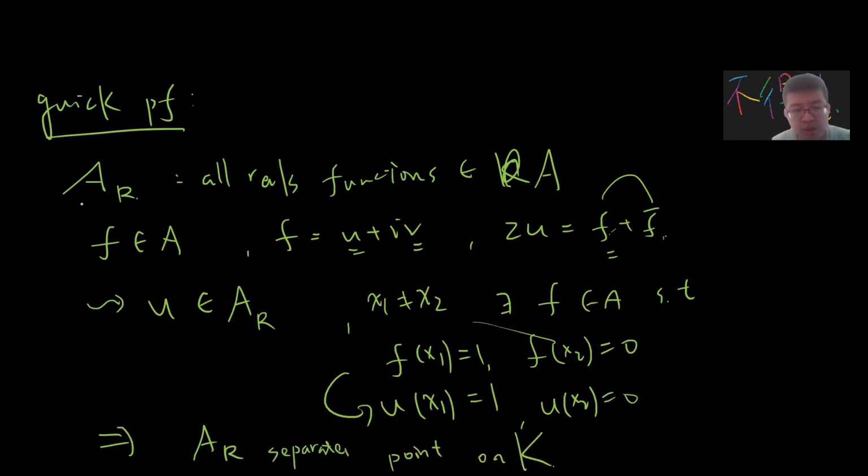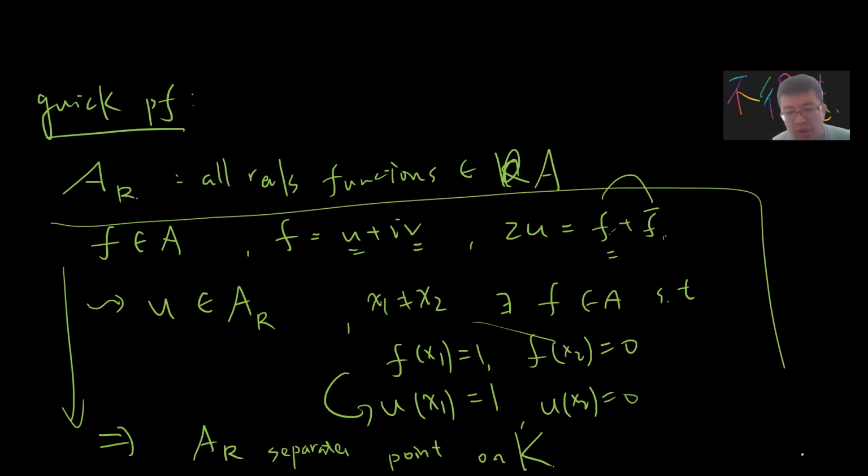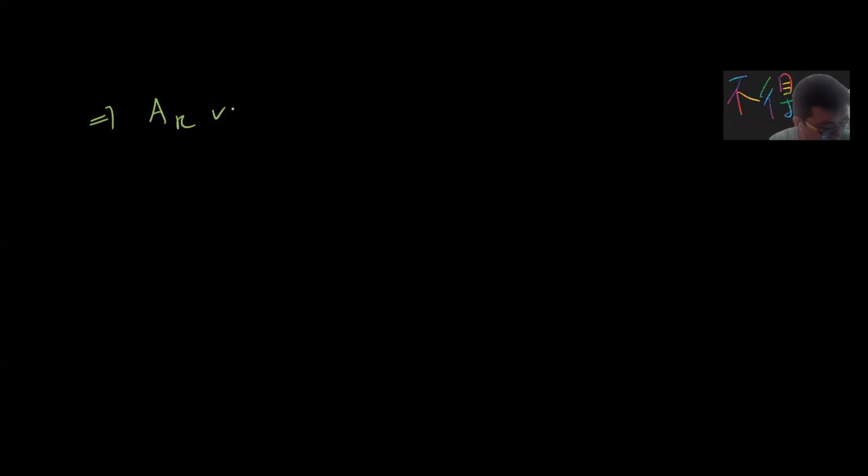Okay, so the key why I want to say this part is that my definition only says that A separates points on K. If I take a subalgebra of AR, I did not say that AR separates points on K. So AR is a subalgebra of A, and the property of A does not inherit to its subalgebra. Okay, so from here you just prove this, and you can easily see that AR vanishes at no point of K.